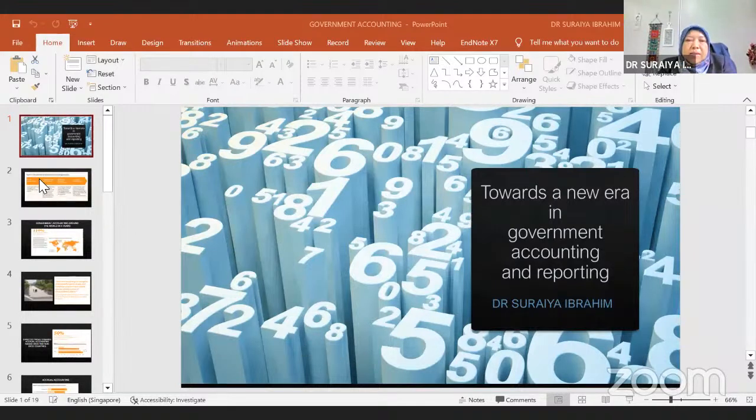Just as a sharing, maybe some of you know or have explored more about this. Towards a new era in government accounting and reporting. This is only from my perspective, having researched government for five years, both government and non-government organizations. Just take it easy.